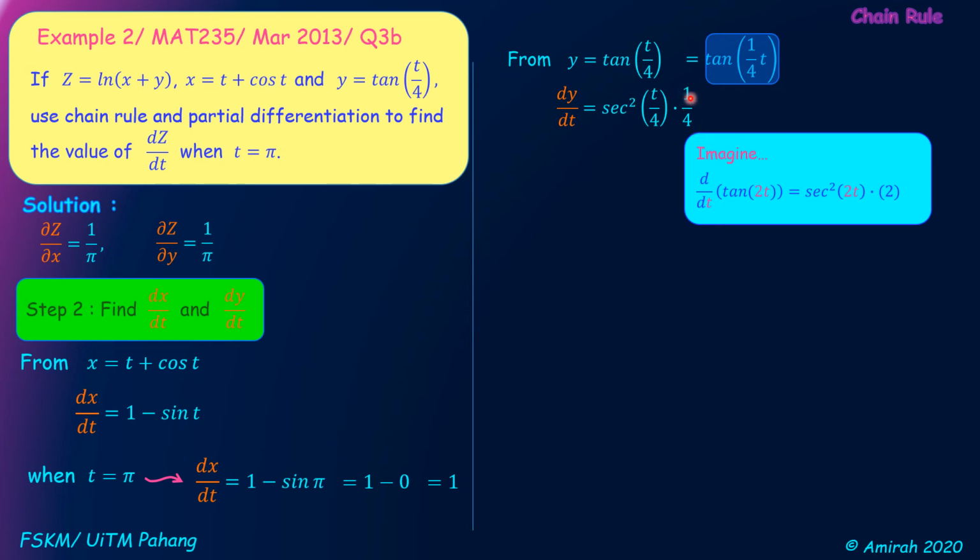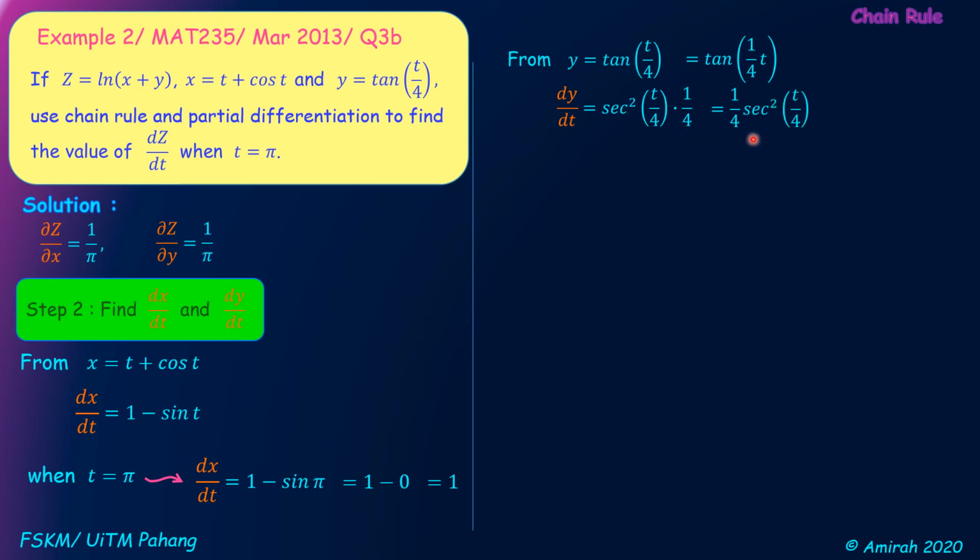We cannot multiply 1/4 and t/4 here, because t/4 is inside a composite function with sec squared. So from here, we can move 1/4 to the front, and we get 1/4 sec squared (t/4). Then we can find the value of dy/dt at t equals pi. We substitute pi into variable t, so we get 1/4 sec squared (pi/4).